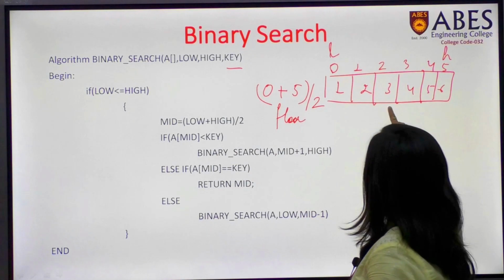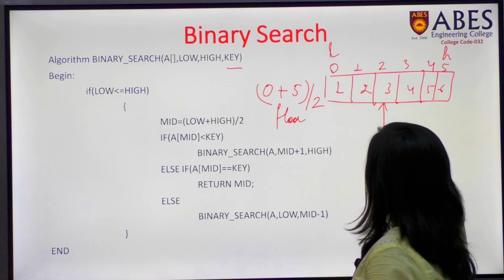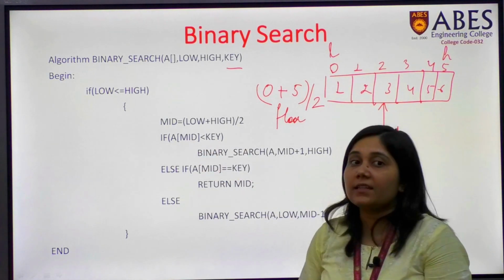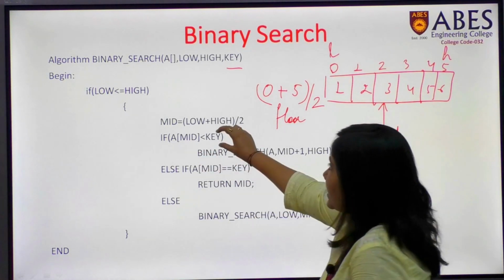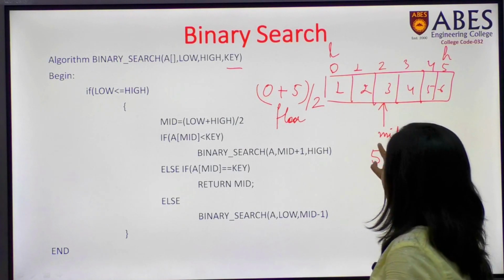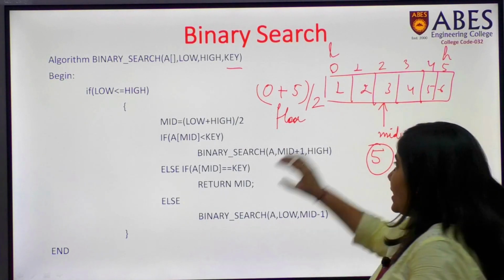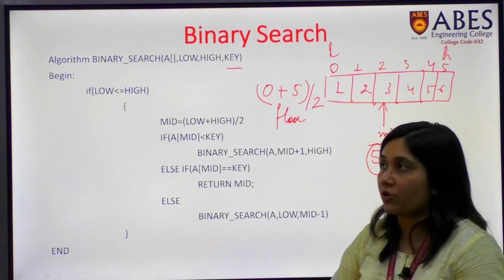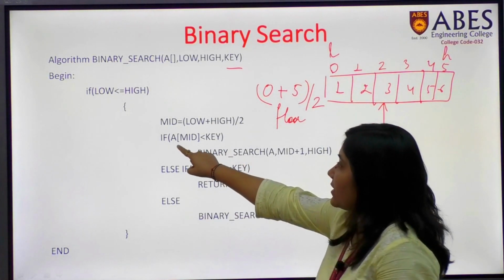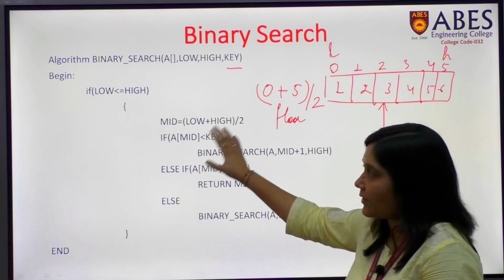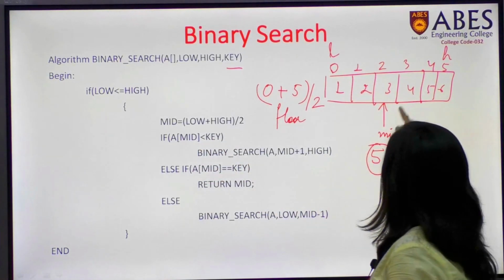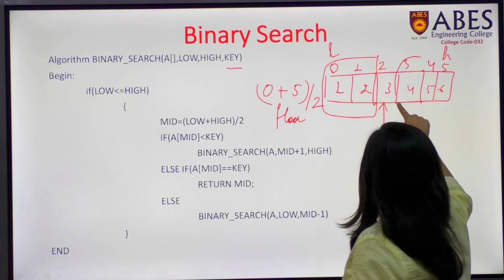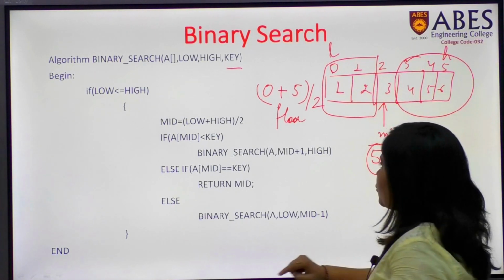Now suppose my middle element is this one, this is my mid. So what I am going to do: A of mid is less than key. I am identifying whether my key element, suppose I am going to search for 5, is present in this particular array or not. So I have checked that A of mid is less than key. If it is yes, then I am not going to search in this part of the array, I am going to search only in this part of the array.